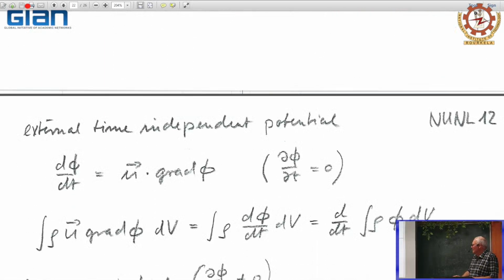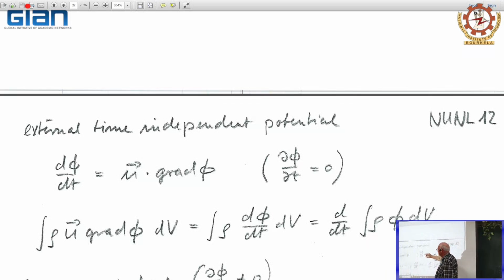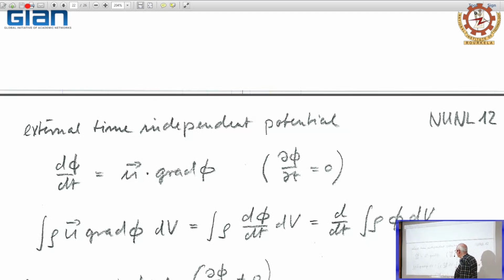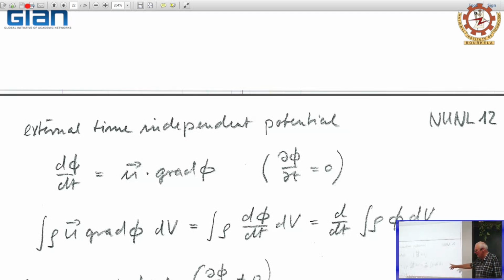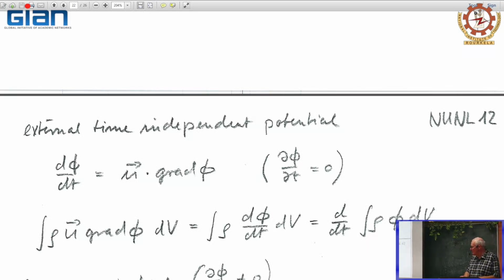I will not go into the details, but this is the way to prove, in the case of an external potential, that this can in fact be written: the integral over rho times velocity times grad phi is given by the time derivative of rho phi. This gives the factor 1. This is a simple derivation.